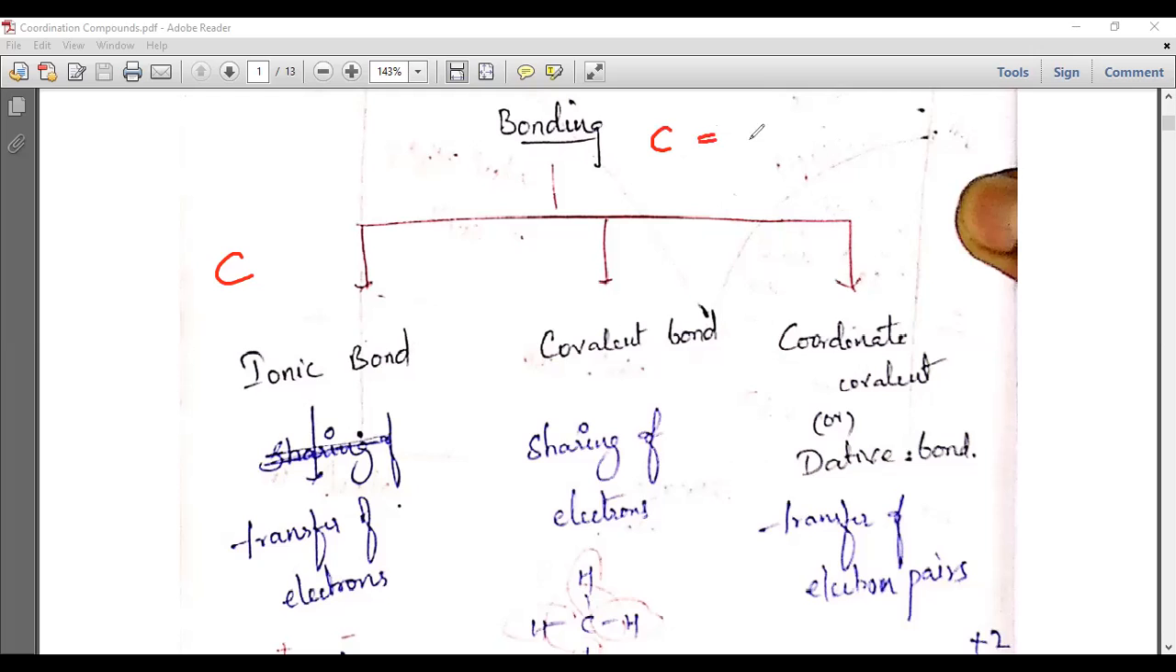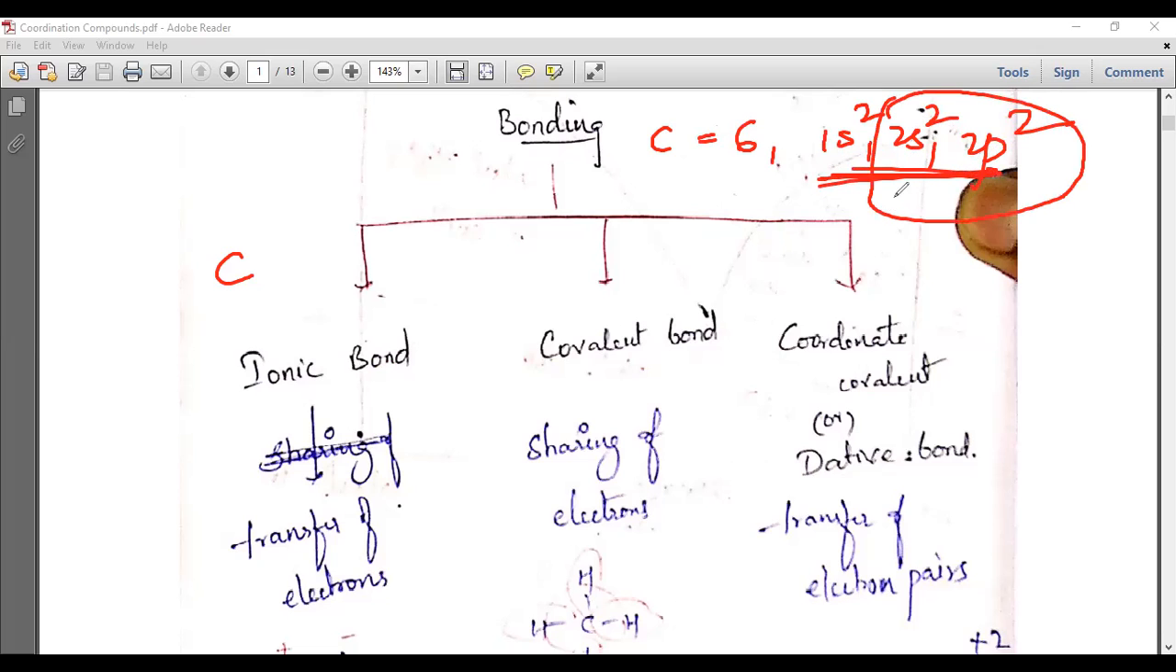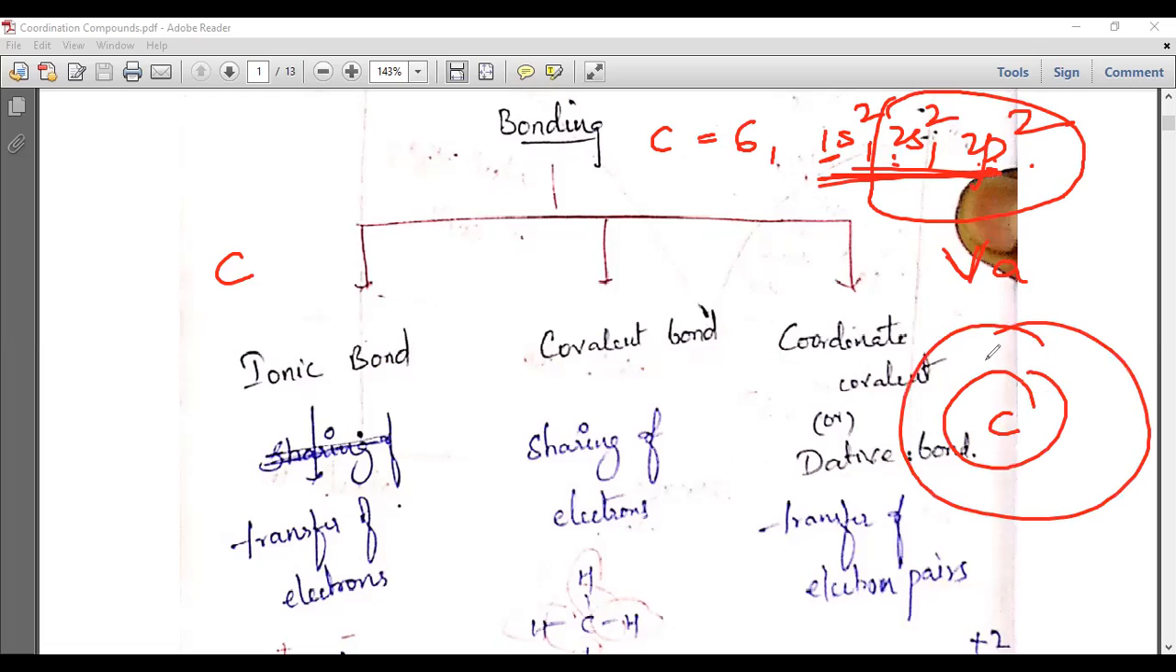How many electrons does carbon have? The atomic number of carbon is 6, so the electronic configuration is 1s2, 2s2, 2p2. The valence electrons are 2s2, 2p2. Valency means the electrons present in the outermost orbit. Here the first is the first orbit and the second is the outermost orbit; there is no third orbit. The first orbit has 2 electrons and the second orbit has 4 electrons, that is 2 electrons in 2s and 2 electrons in 2p. Totally 4 electrons are there.